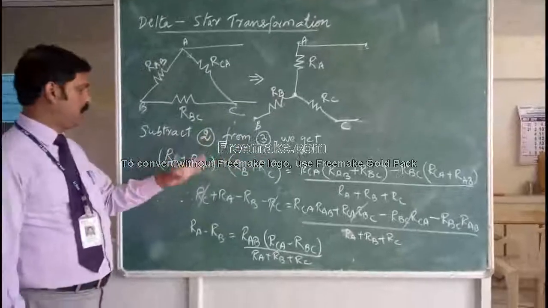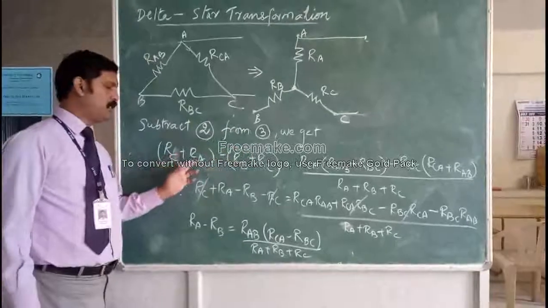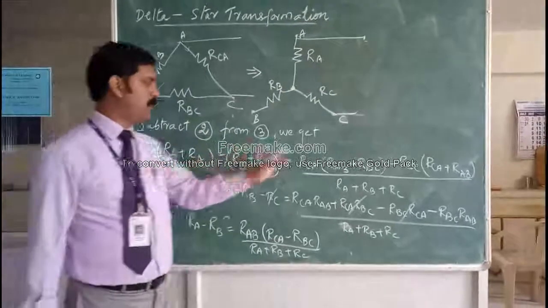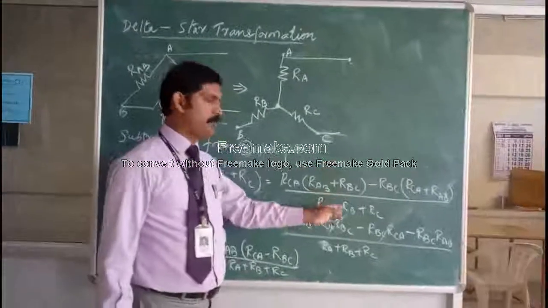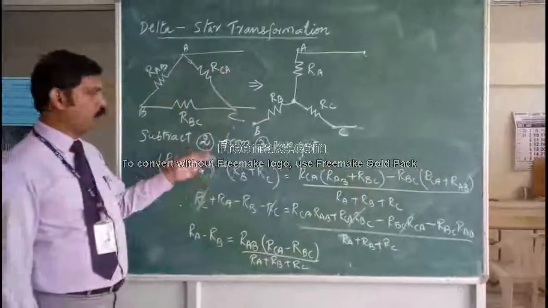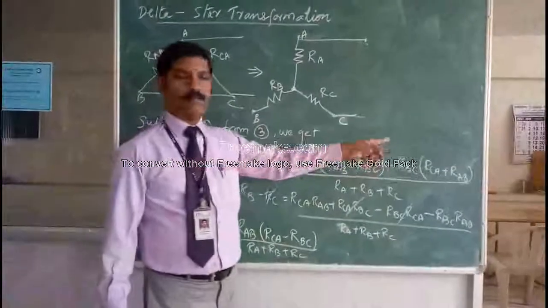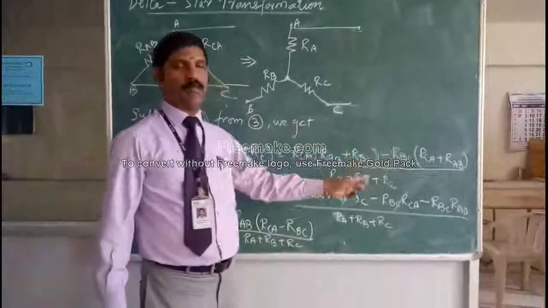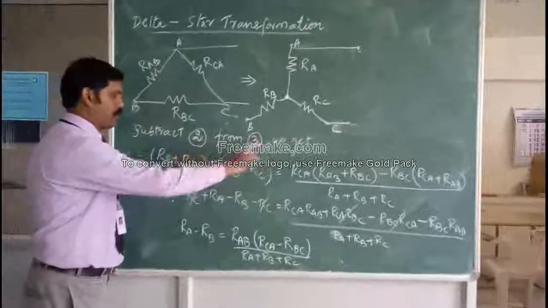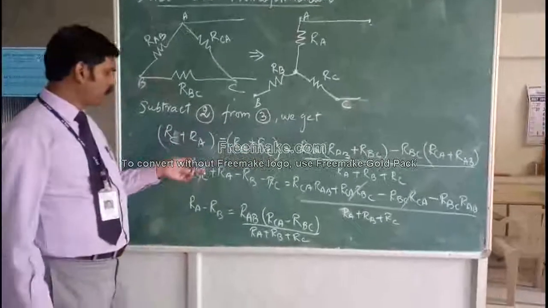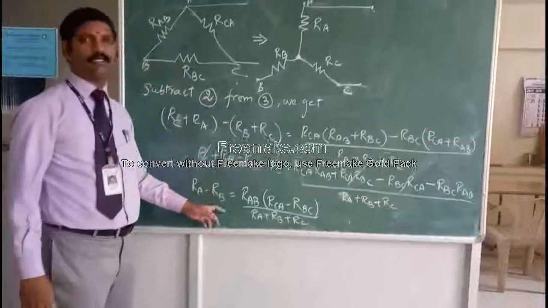If you take RC, equation number 3 gives RC plus RA is equal to RCA into RAB plus RBC divided by RA plus RB plus RC. And equation 2 is RB plus RC is equal to RBC into RCA plus RAB divided by RA plus RB plus RC. Now if you subtract those two, you get an expression like this. In this you can see RC and RC get cancelled, so we are left with RA minus RB.